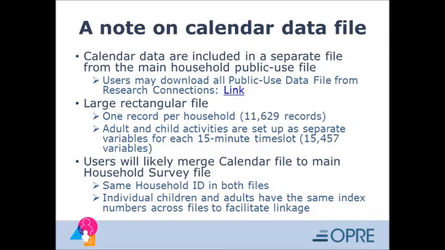It's also very likely that you will have to merge the calendar file with the main household data file that we have been discussing here. The merging is very easy because both files have the same ID, and it's also easy because children and adults have the same index numbers across files to facilitate linkage. So household member number 3 in the calendar is also household member number 3 in the main household data file, and child number 5 in the calendar is also child number 5 in the main household data file.